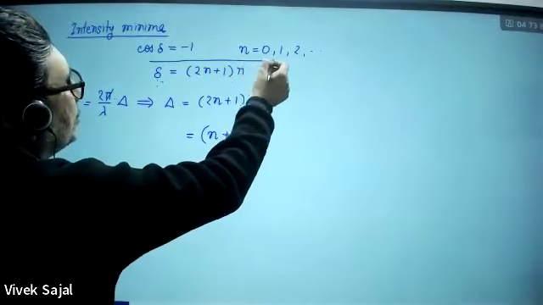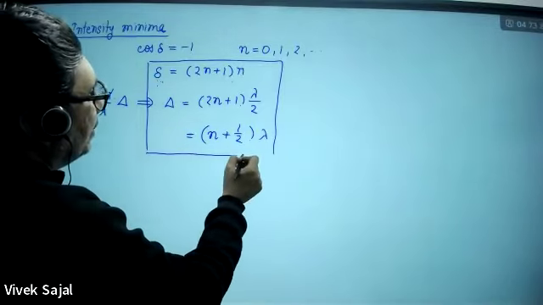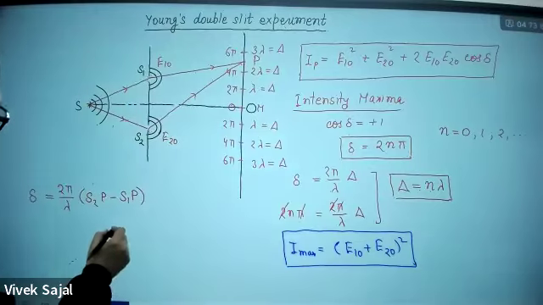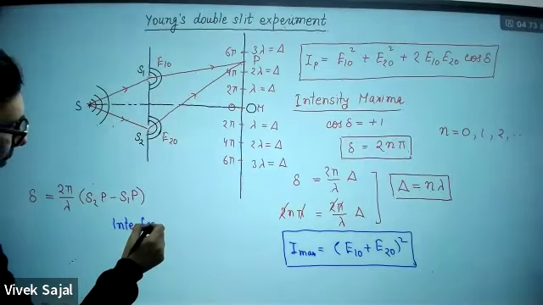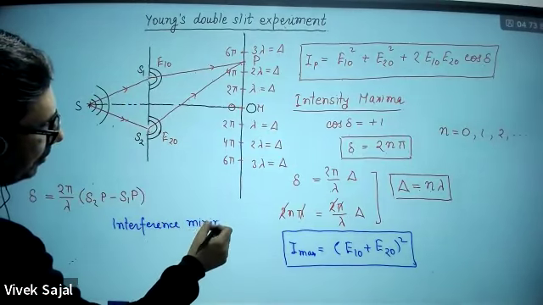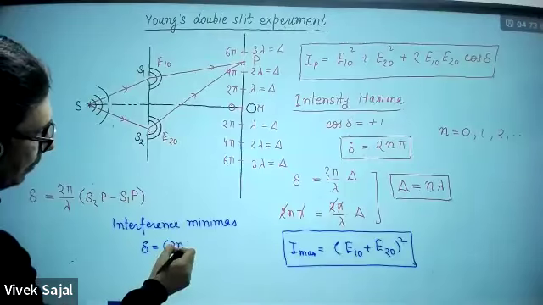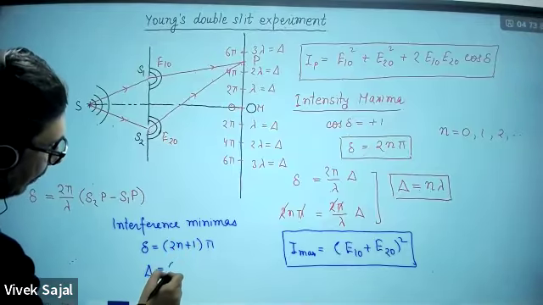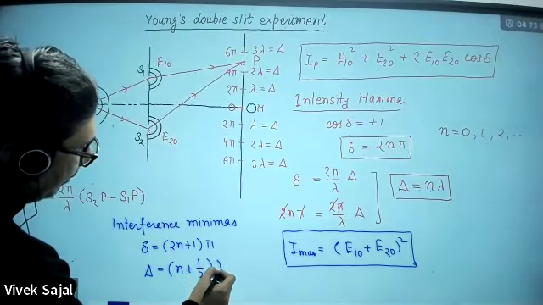So these are the conditions of interference minima. Okay? These are the conditions of interference minima. If you look on this screen, where you are getting interference minima, you get them for delta whenever the phase difference is (2n plus 1) pi, or you can say the path difference is, I'm writing it this way, (n plus 1 by 2) lambda.